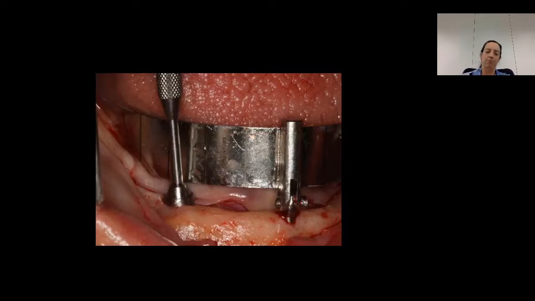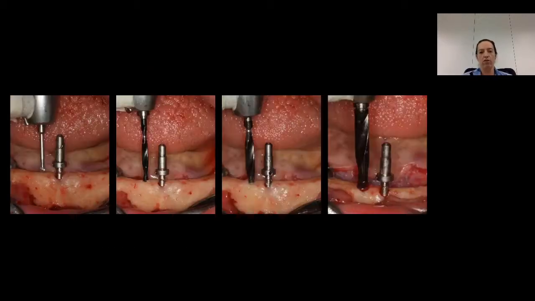Before we connect the abutment, we use the bone mill, so that we do not have any bone in between my abutment and the head of the implant. After having placed the posterior implants, then we go to the ones in the front.